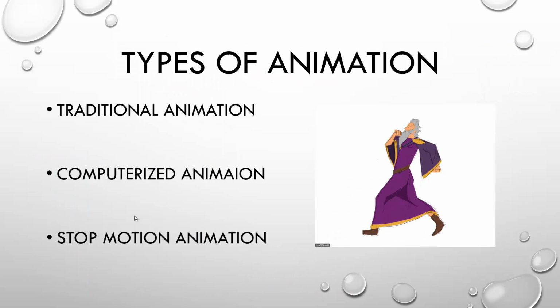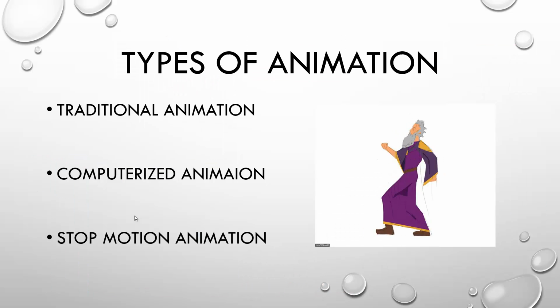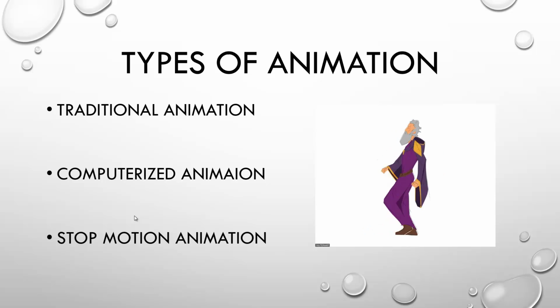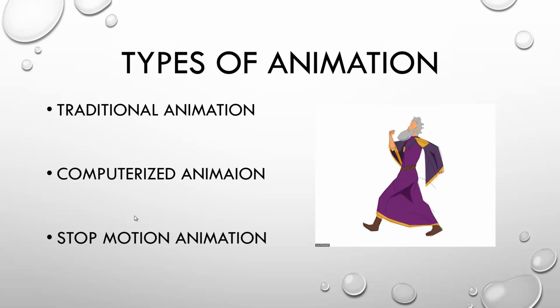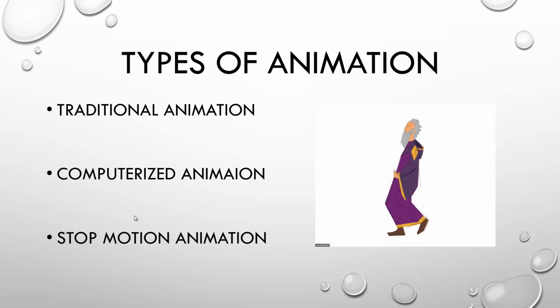Now let's talk about the types of animation. If you search the internet for types of animation, you'll find thousands of different types of animation. But I'm just trying to put all of them into three major categories. First one is traditional animation, second one is computerized animation, and the third is stop motion animation.